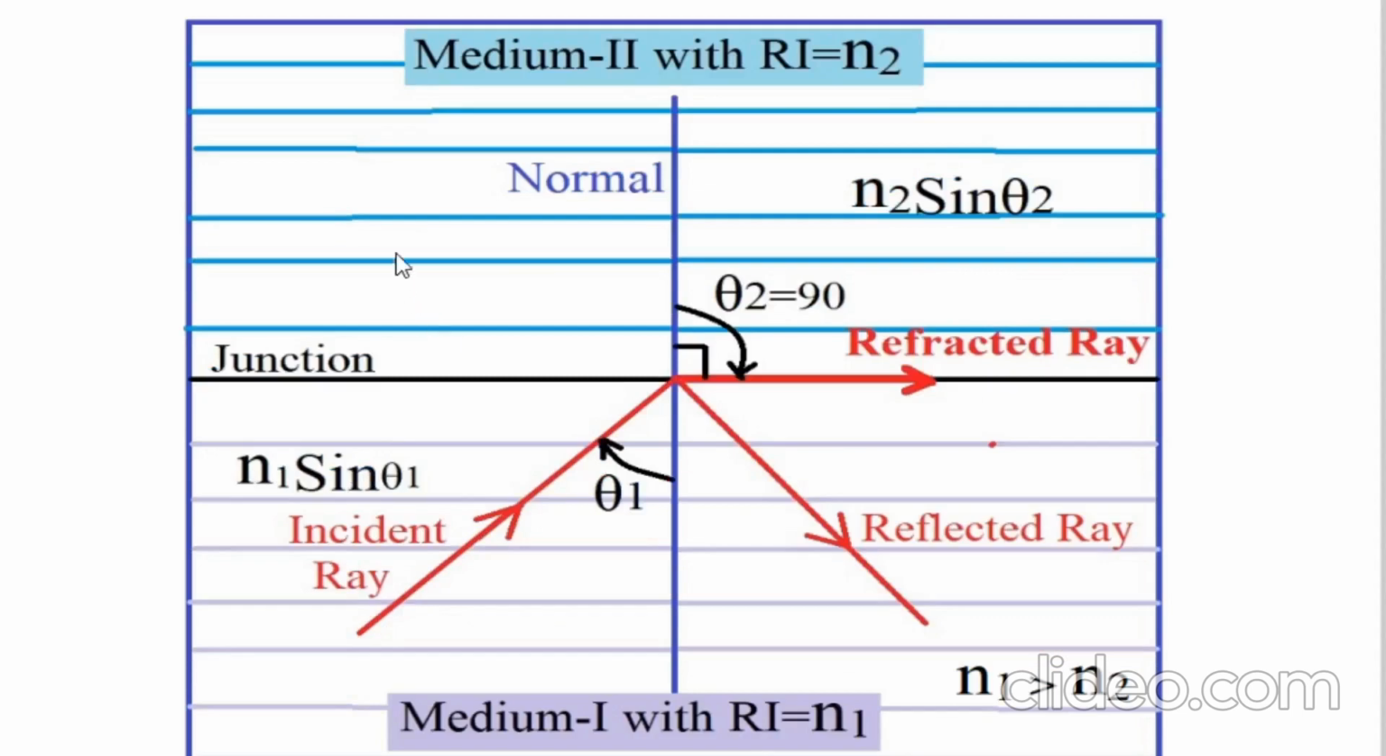Now look here. Medium 2 and medium 1. Medium 1 has refractive index N1. Medium 2 has refractive index N2. The incident ray is launched at the junction of the two media. At any point you can launch; we have taken it at the center. When you launch the incident ray at the junction of two media, medium 1 has RI greater than medium 2. Therefore, maximum reflection will take place and the ray will come back into the same medium.